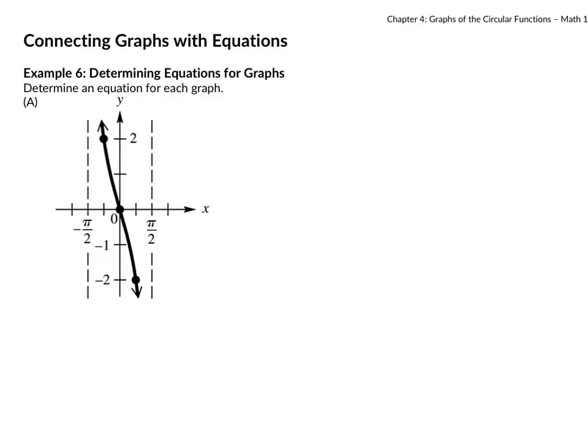In example 6, we're working backwards. So I've given you a picture, one period, of either a tangent or a cotangent function, and your job is to determine an equation for it. We need to identify a, b, c, and d, and what type of function it is.